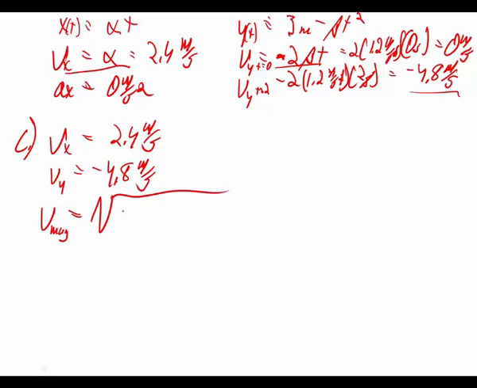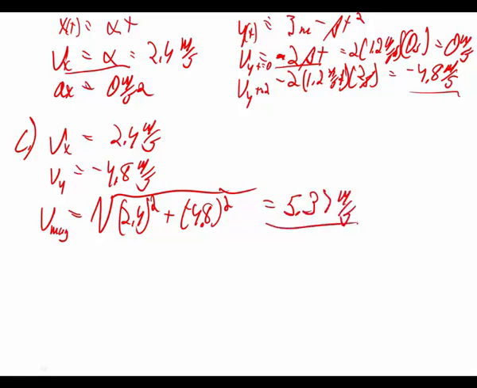Square root of the squares, don't we? So we do 2.4, and I'm going to leave the units off if that's okay, plus 4.8, and that's a negative, but you know the negative's going to go away. And what do you get? 5.37? Yeah, okay, that'd be good. I'd count that on a test. 5.37 meters per second. All right.